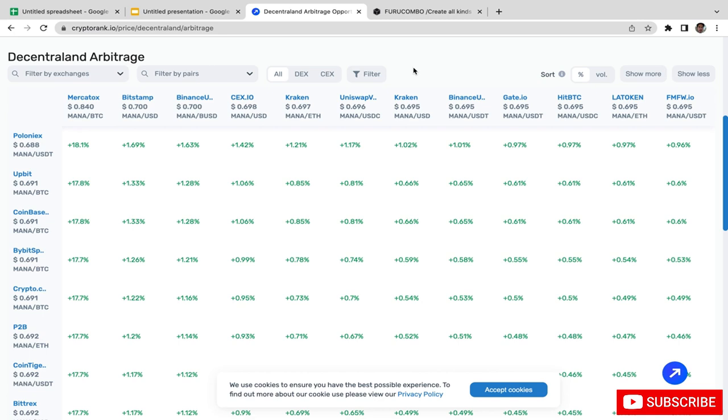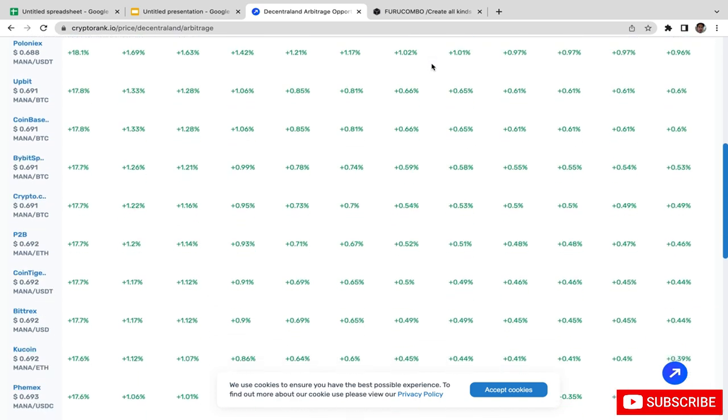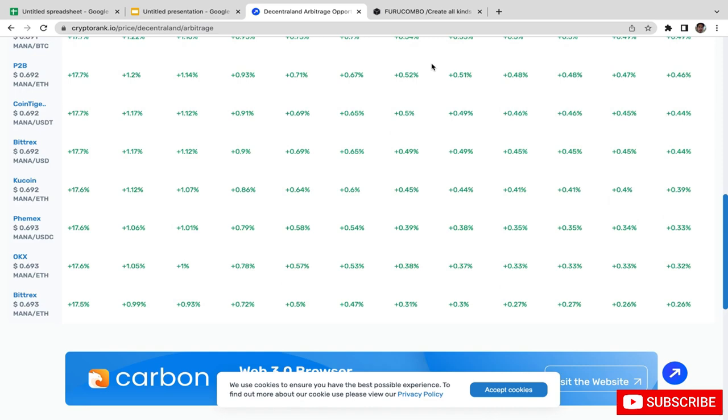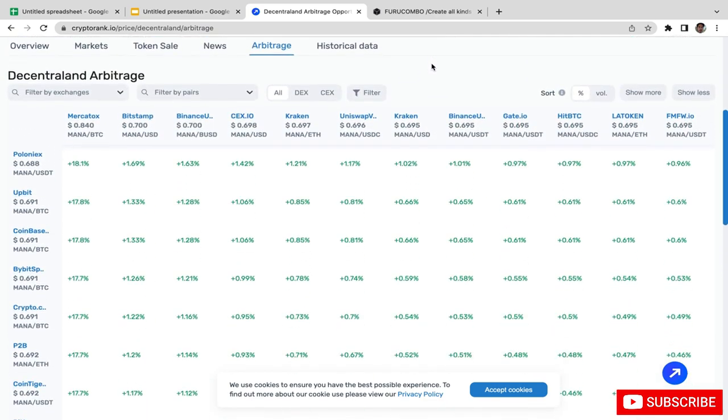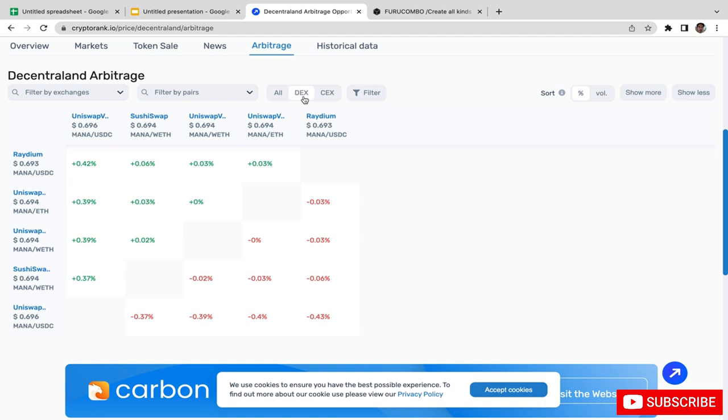Okay, so let's find out how to find arbitrage opportunities here. You see all these green numbers, it means there are lots of opportunities. Yeah, it might be true to some extent. So remember that in Furucombo, they only offer decentralized exchanges, so let's filter it. Just click on this. It means that CryptoRank.io only displays information about decentralized exchanges. It doesn't include centralized exchanges anymore.